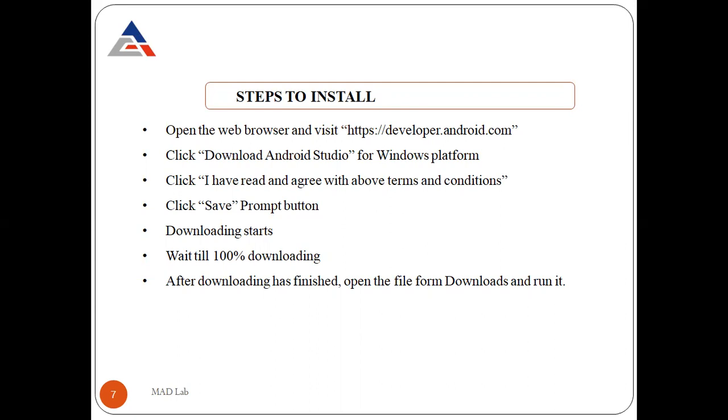Read the terms and conditions agreement and click the save button. Whatever location you want to save the exe file, select that location and the downloading will start. Wait until the download reaches 100%. After downloading has finished, open the file from the download folder or whatever location your file was saved in, and run it.